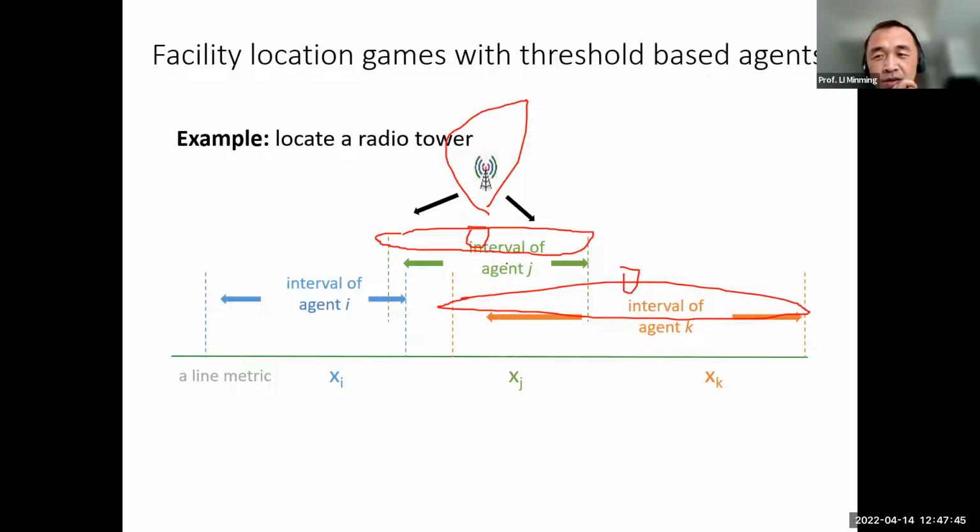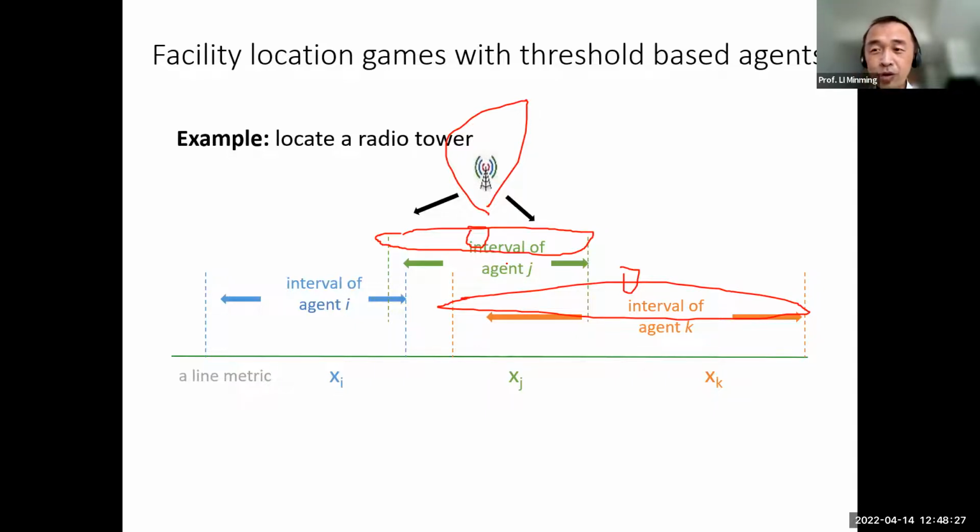Now, can anyone guess the result? What kind of strategy-proof mechanism is possible? Remember, our objective is to satisfy as many intervals as possible. I see some suggestions. For example, Jian said overlap most. Yes, which means we are going for the so-called optimal solution. Where is the optimal solution? The optimal solution is a place which intersects the most number of intervals, so I just place the facility there.